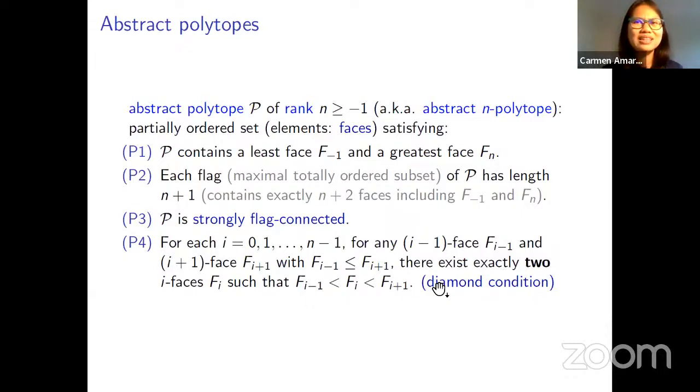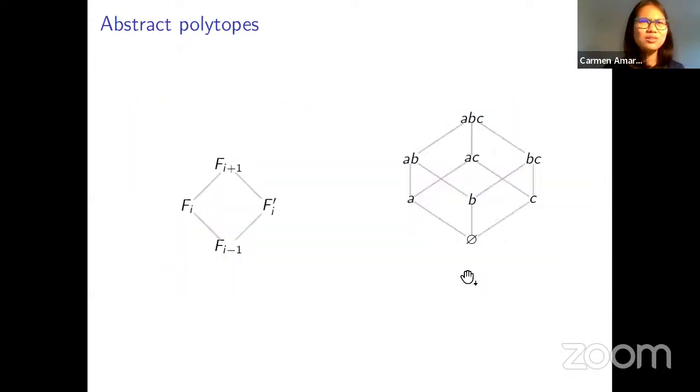Ito rin yung tinatawag na diamond condition. So, anong itsura nun? So, kung ito yung diagram natin, ito si f sub i+1, ito si f sub i-1. Yan, ito ay rank i+1, ito ay rank i-1. So, dapat may exactly dalawang rank i faces adjacent to both of them. We can just show na by inspection, the diamond condition is satisfied by the diagram for the triangle, by the partially ordered set associated with our triangle.